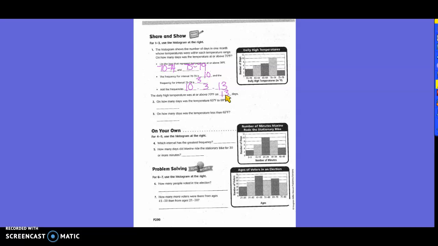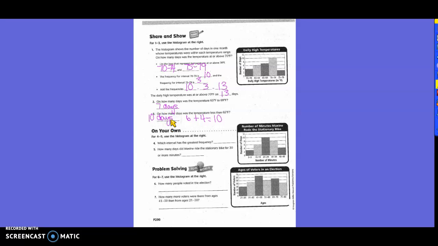On how many days was the temperature 65 to 69? We go to the interval for 65 to 69, and our bar goes up to 7. So we write 7 days. On how many days was the temperature less than 65 degrees? We're going to have to use 2 intervals for this. The 60 to 64 bar goes up to 6, plus the 55 to 59 interval, and that bar goes up to 4. So 6 plus 4 is 10. So 10 days.